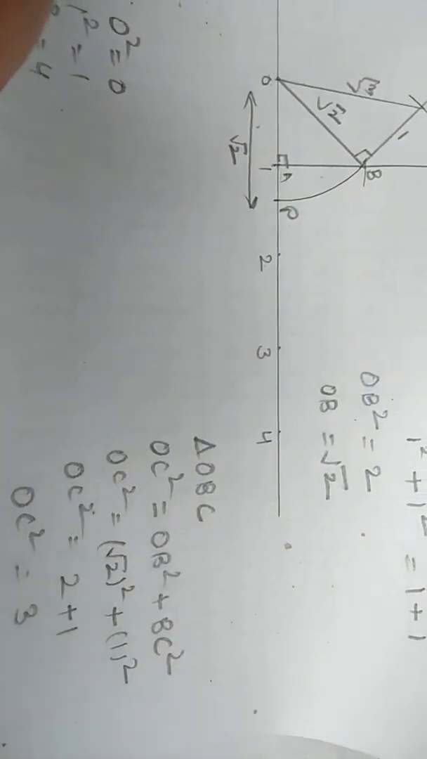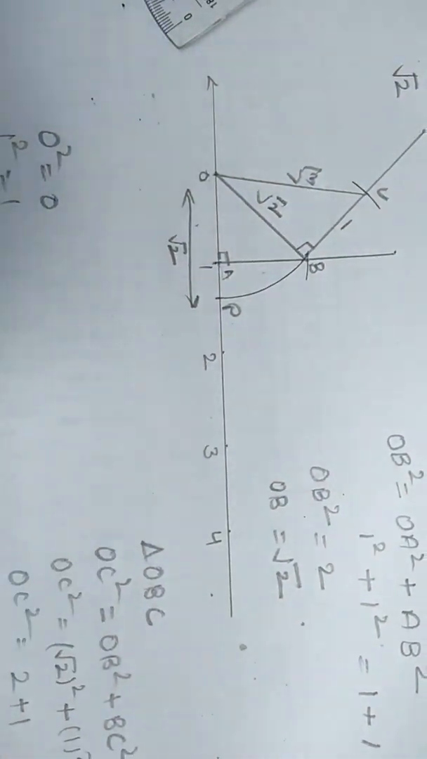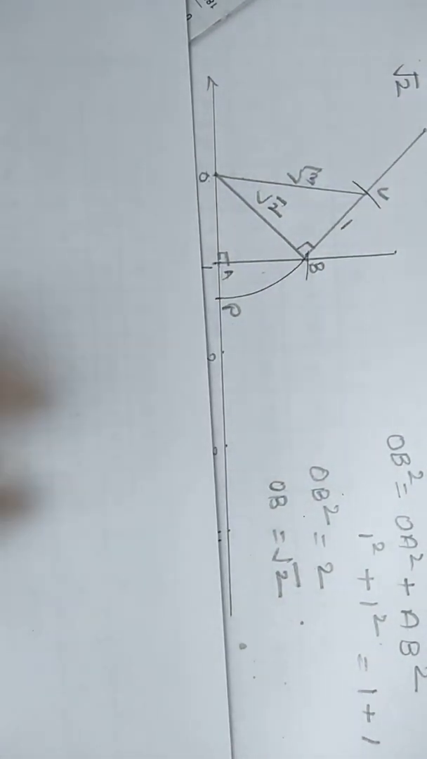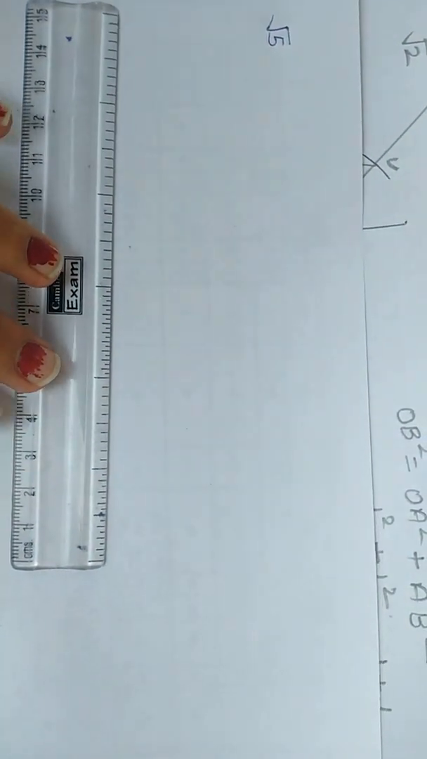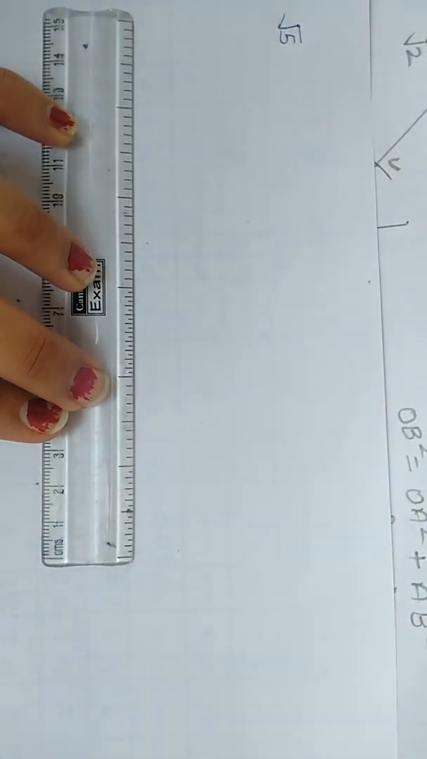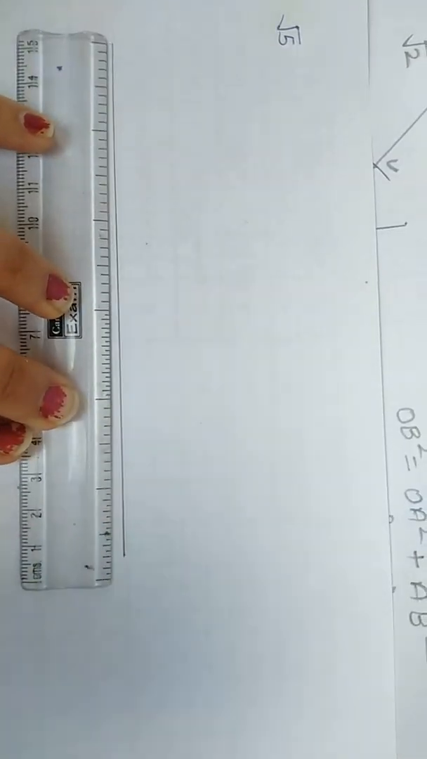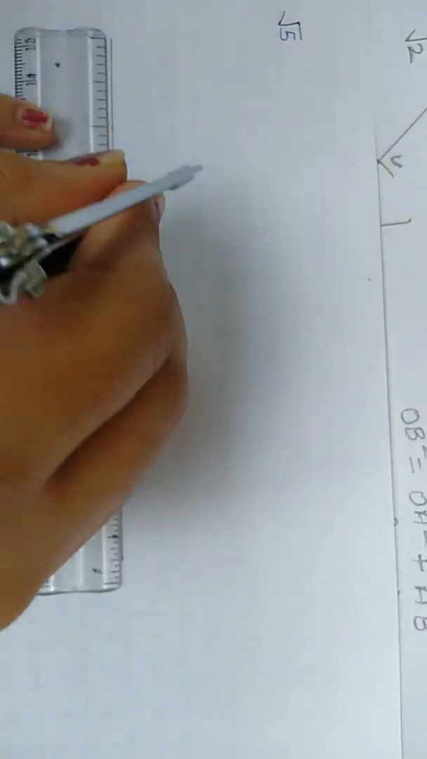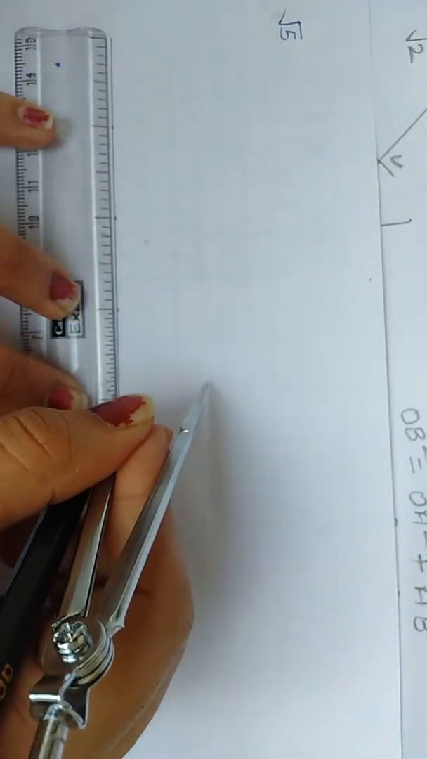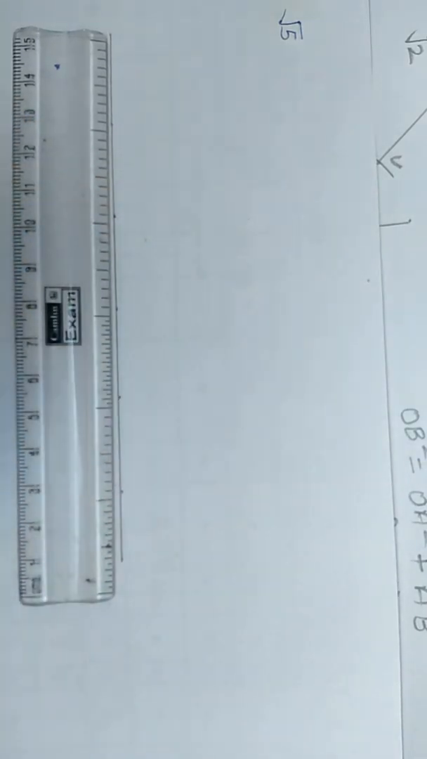Now we find the value of root 5 by using this perfect square formula. We have to find the value of root 5. What we will do, we again draw a line segment of 1 inch each, like this way. This is 0, 1, 2, 3 and 4.